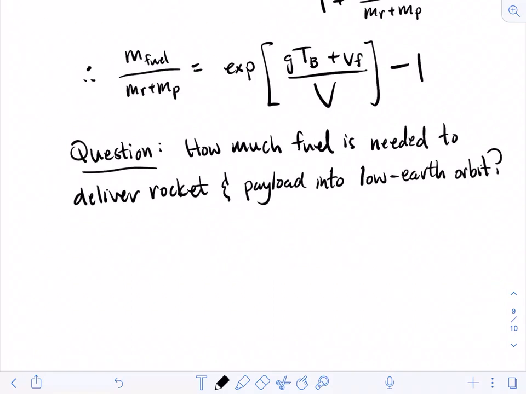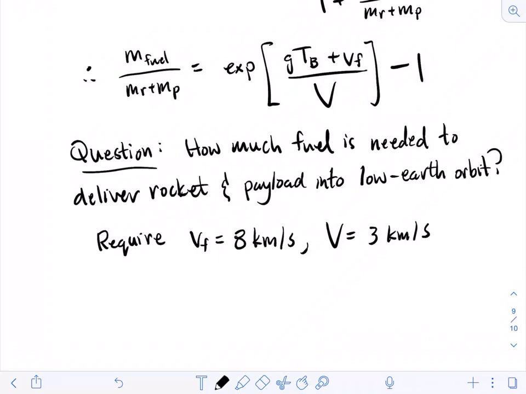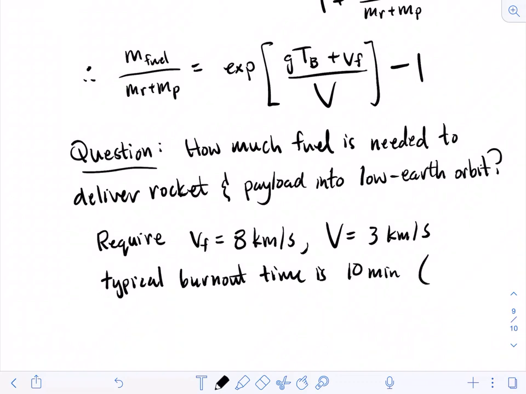Okay, so let's suppose that we talk to NASA and they say, well, in order to do this, we have to reach a final velocity of 8 kilometers per second, and we need to eject fuel at a relative velocity of 3 meters per second. Okay, and the typical burnout time is 10 minutes, or 60 seconds per minute, 600 seconds.